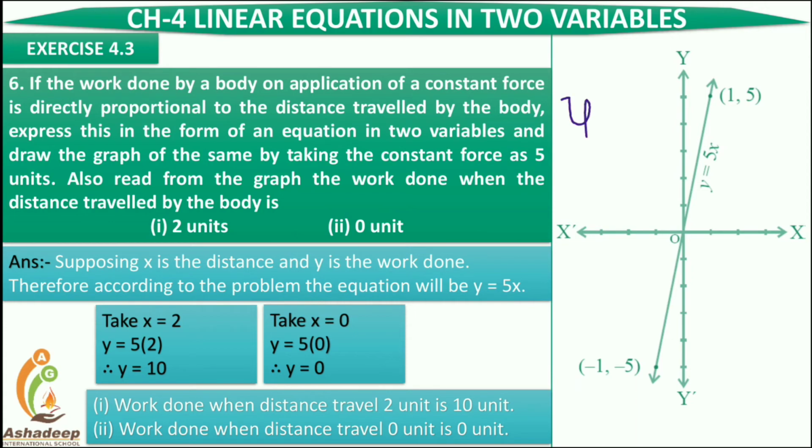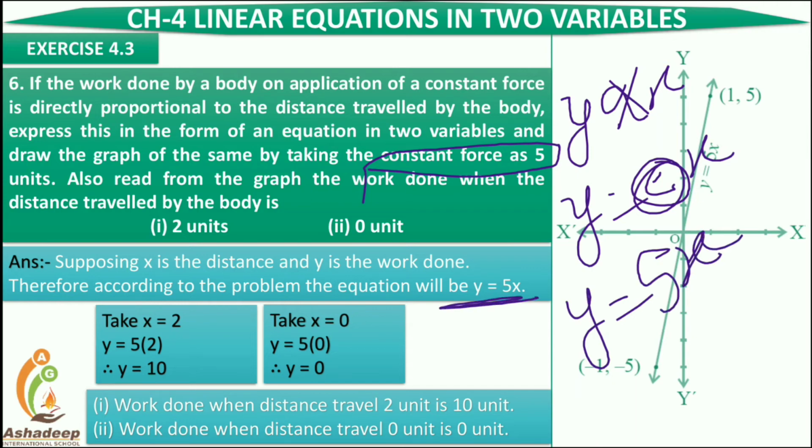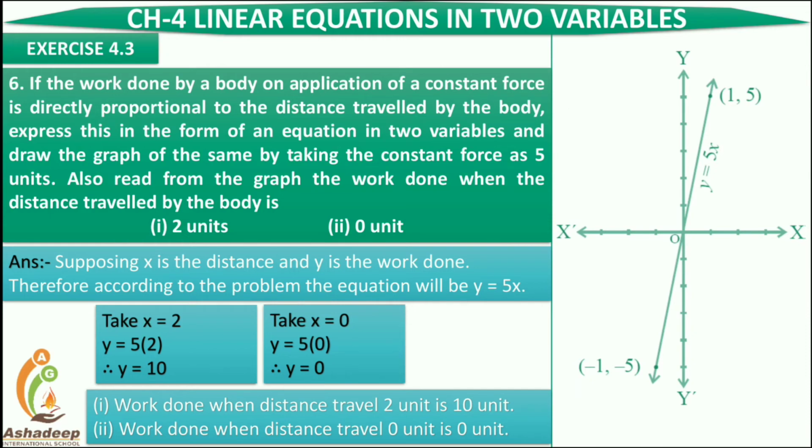See, once again, y is directly proportional to x. If I have to remove this proportionality and put some constant, say c, then y is equal to cx. But here this c is given as 5. So the constant is given as 5. Therefore y is equal to 5x. So y is equal to 5x is our equation. Now we need to draw the graph.